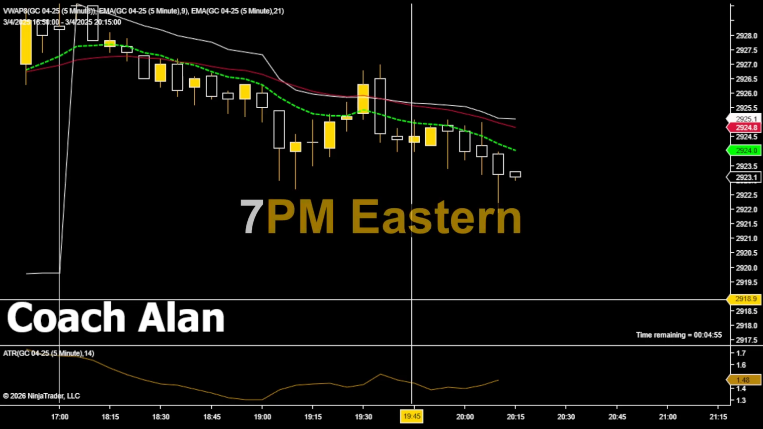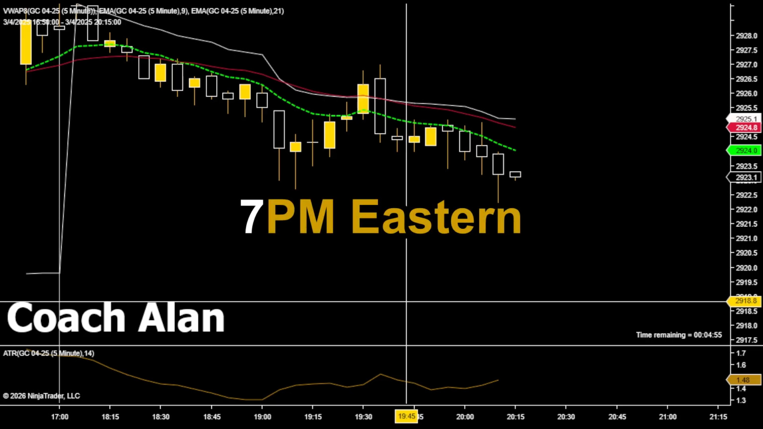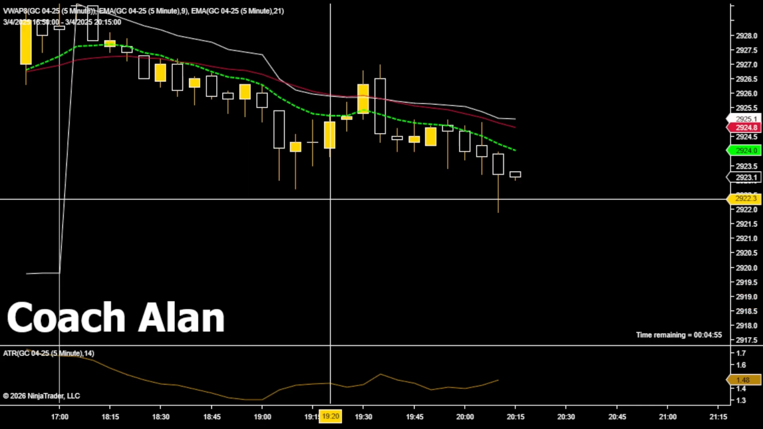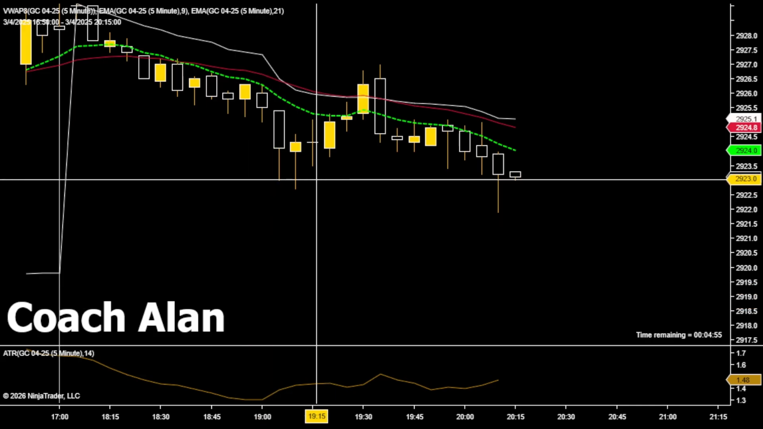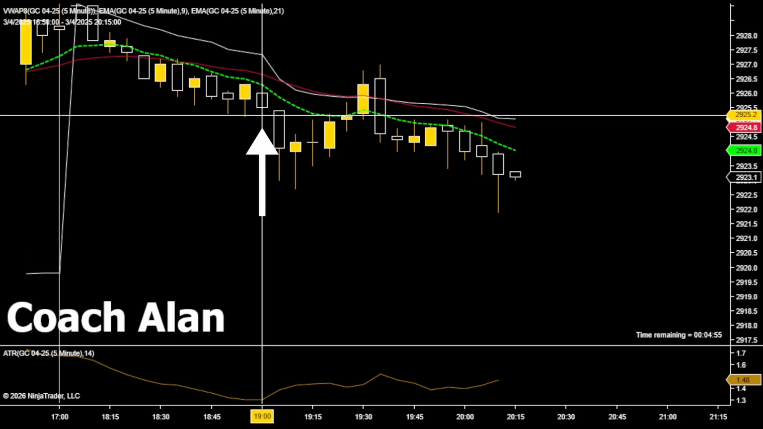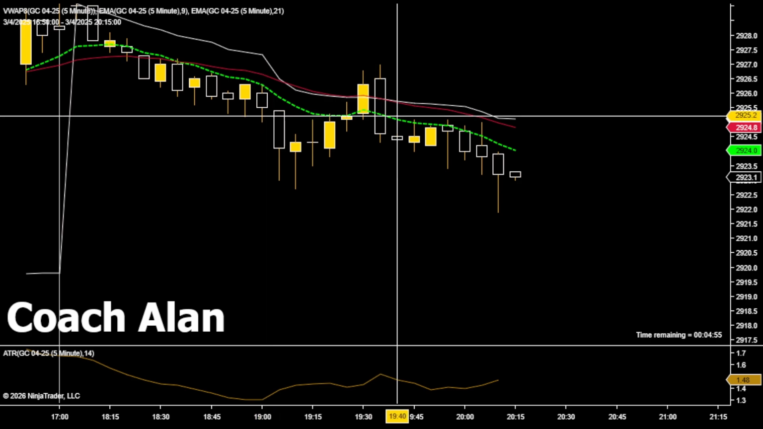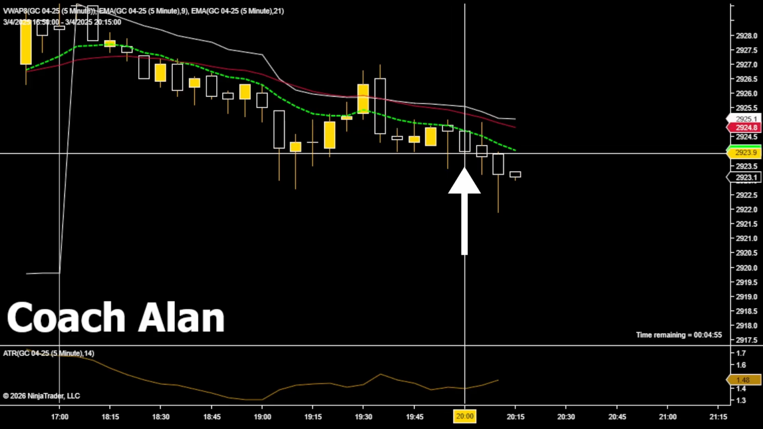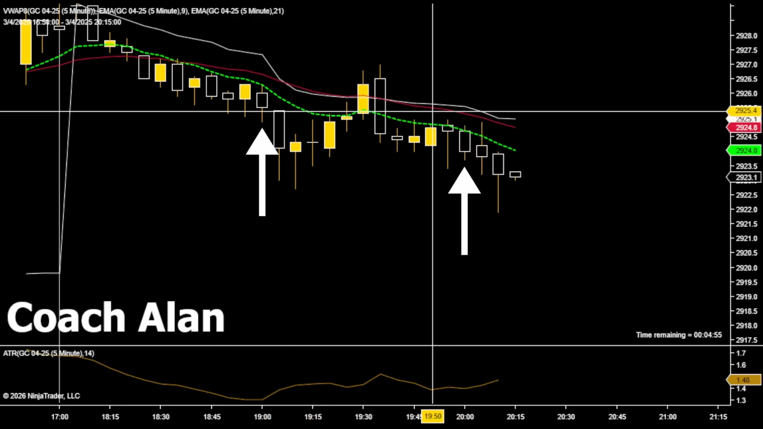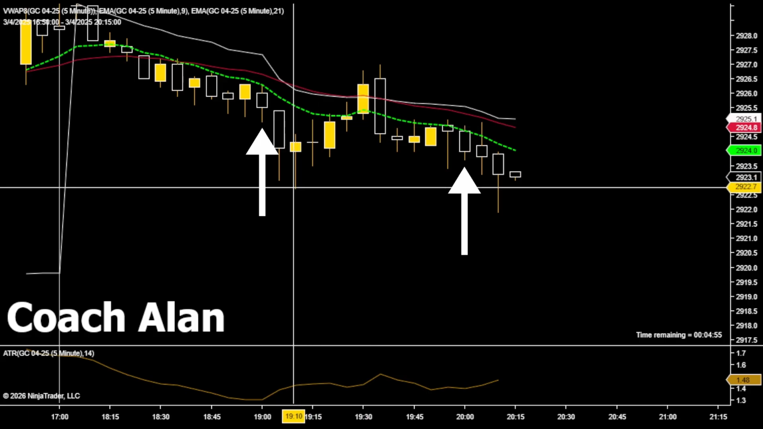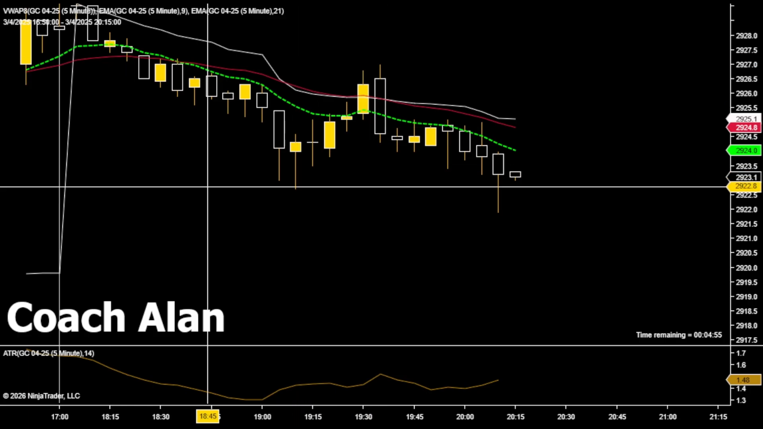At 7 o'clock p.m. Eastern, because that's my time zone, you just want to watch the market. 7 o'clock would be this 1900 candle right here. From 7 to 8 o'clock would be the 2000 candle, which is right here. From 7 to 8, you just want to watch the market and see what's the lowest that it goes and the highest that it goes in that time period.